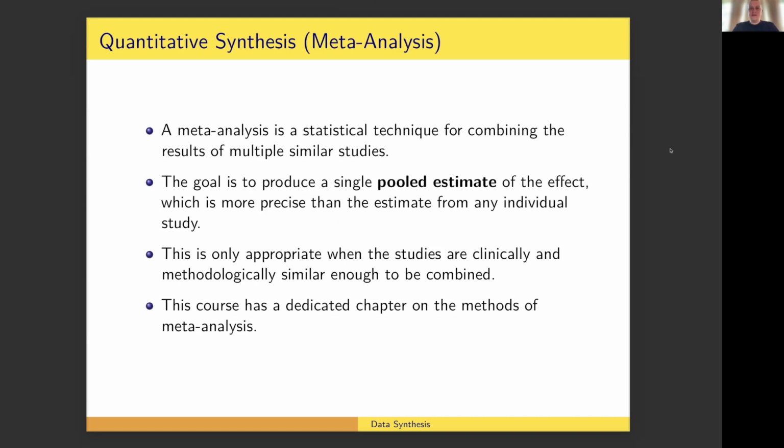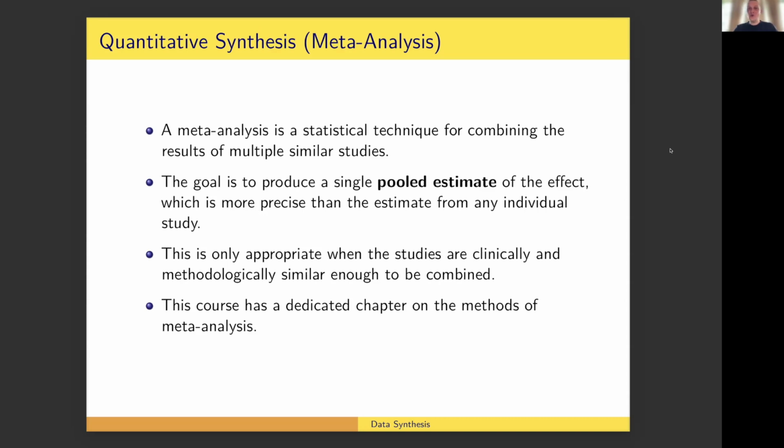A quantitative synthesis or meta-analysis is a statistical technique for combining the results of multiple similar studies. I say similar here because that's when it's appropriate to apply a meta-analysis. You can obviously apply a statistical technique anytime you like. It might not just be appropriate. And it's most appropriate to apply it if the studies are similar. The goal is to produce a single pooled estimate of the effect, which is more precise than the estimate from any individual study. But again, we have to be careful.